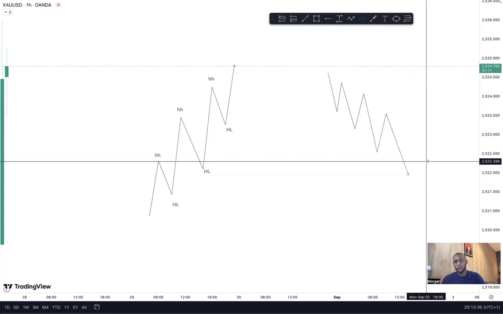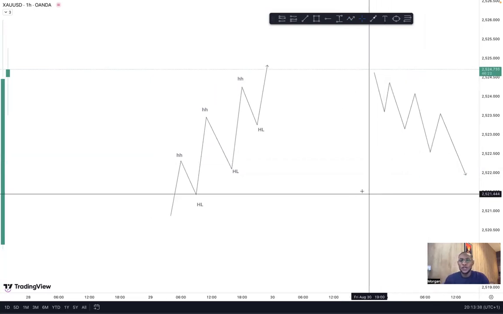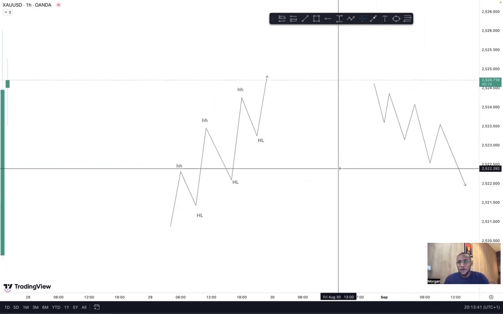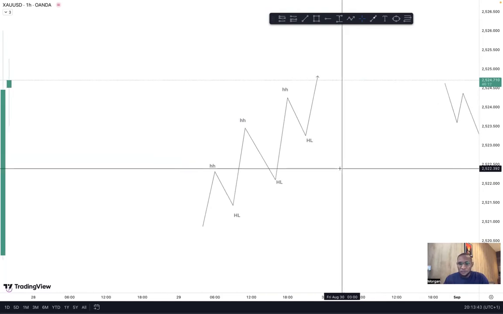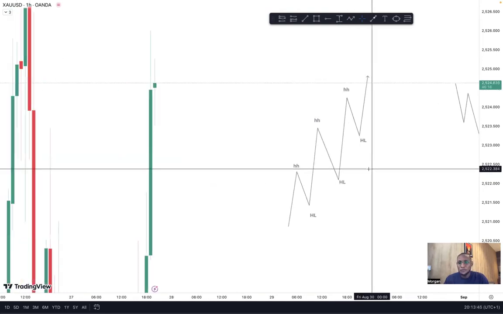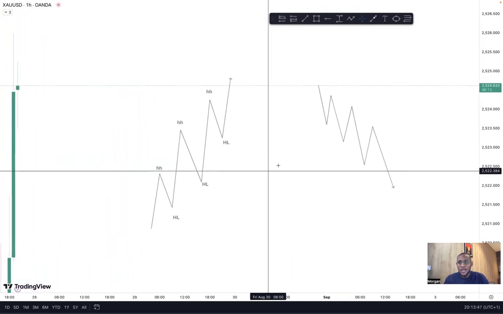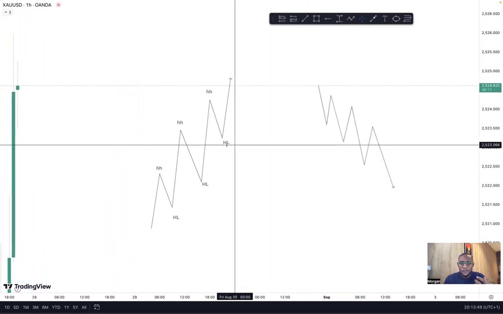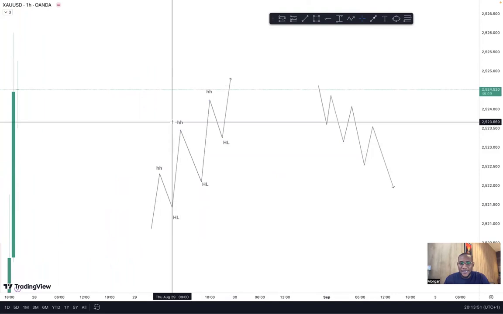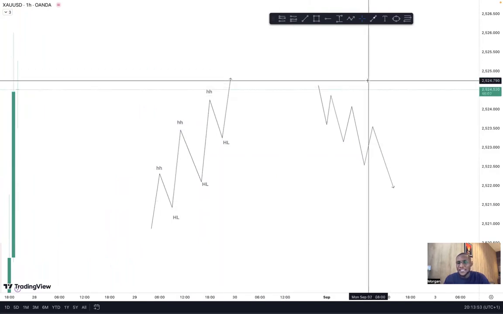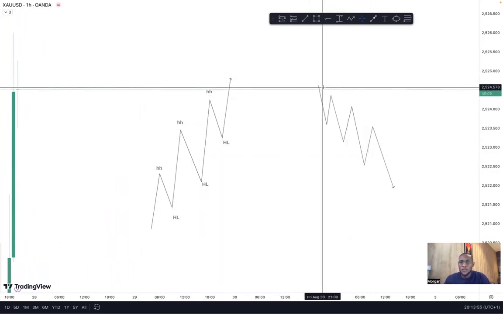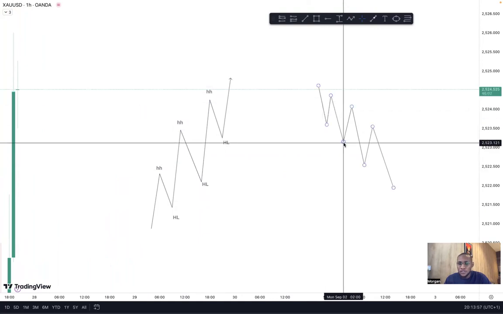This is not a perfect drawing, but my point is that this is how you know whether price is trending upward or trending downward. When price is respecting the lows and creating highs, it's in an uptrend, and in this part where it's respecting the highs and creating new lows, that means it's in a downtrend. Does that make any sense?